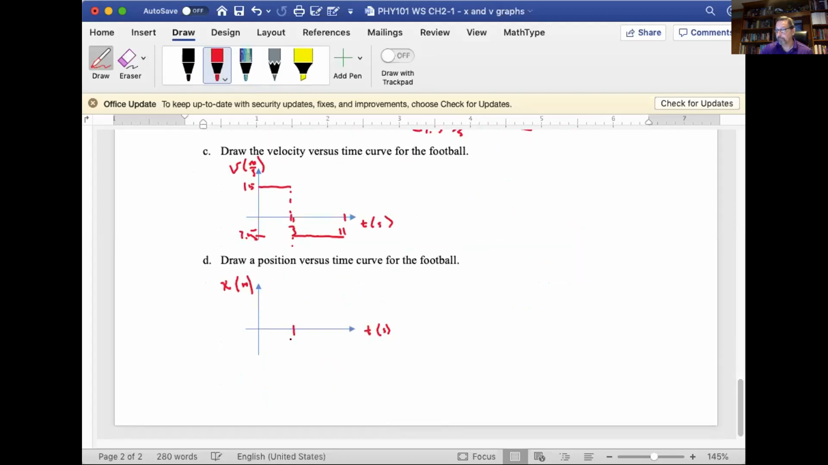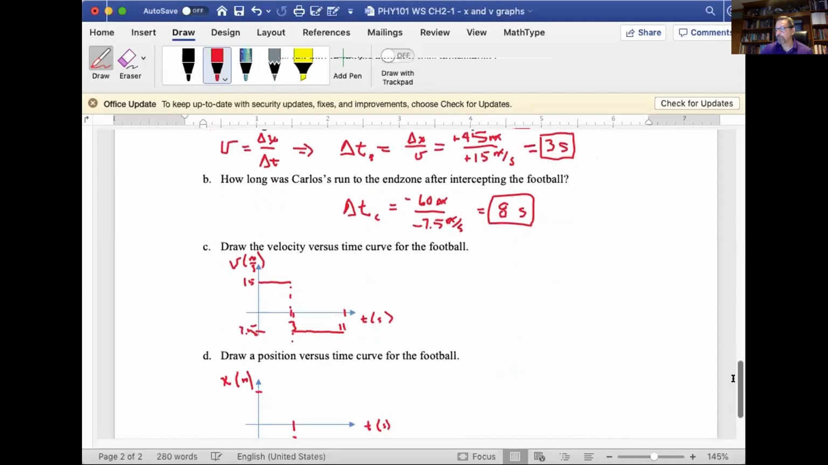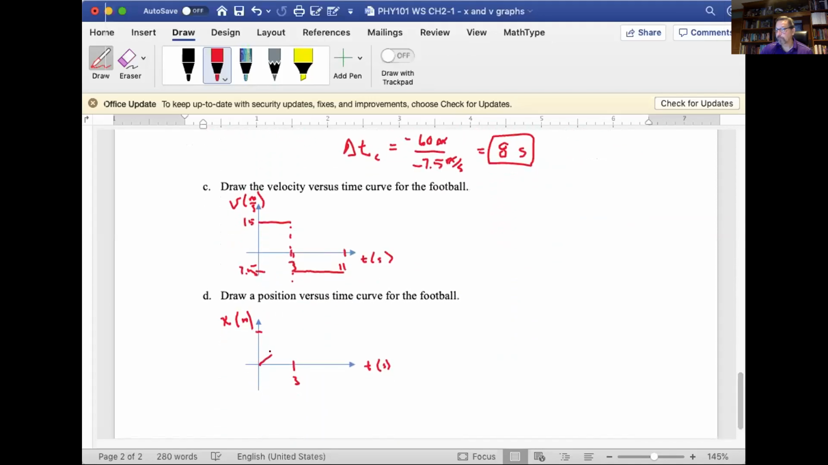Okay. I need the 3 seconds right here. And we just decided the ball goes 45 meters before it gets intercepted. And so over 3 seconds, straight line, that distance right here would be 45 meters, right? Okay, then Carlos intercepts the ball. And for the next 8 seconds, out to 11 seconds, Carlos runs 60 centimeters, I'm sorry, 60 meters. If I've been saying centimeters, I apologize. 60 meters back the other direction. So this is 45. He goes 60 back the other direction.